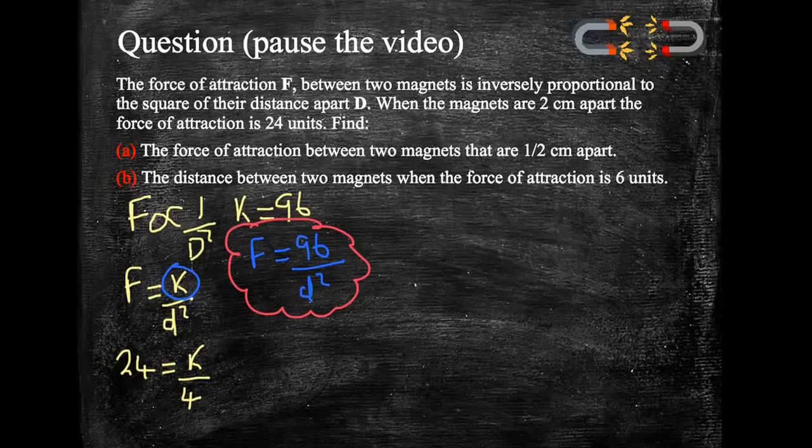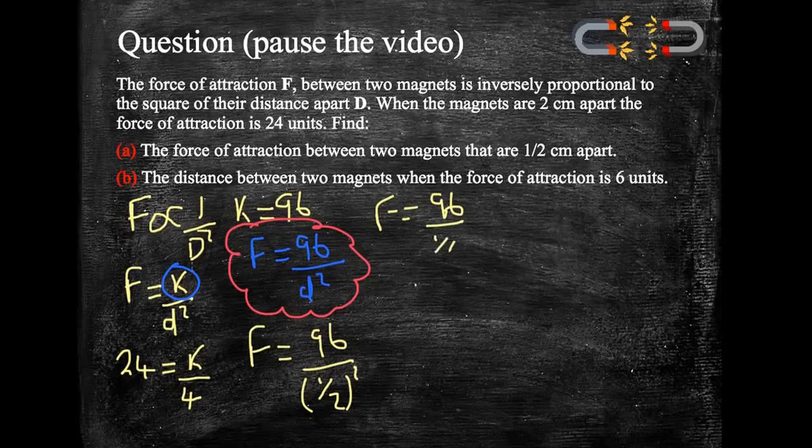This is the formula I'm now going to use for the rest of my questions. Part A, the force of attraction between two magnets that are half a centimetre apart. So F equals 96 divided by a half squared. So F equals 96 divided by a quarter. It's going to get bigger. Remember, when we're dividing by a fraction, my answer is going to get bigger. 96 divided by a quarter is going to give me 384 units.